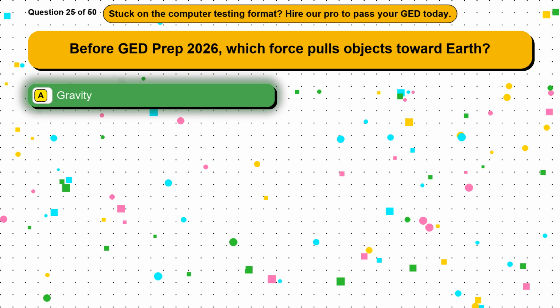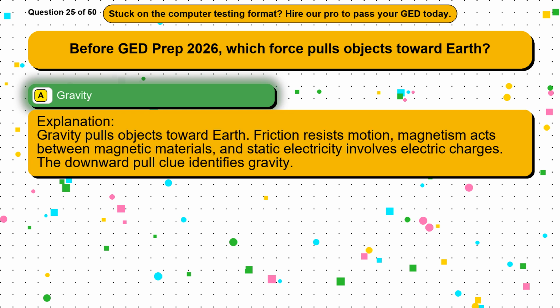Gravity. Gravity pulls objects toward Earth. Friction resists motion, magnetism acts between magnetic materials, and static electricity involves electric charges. The downward pull clue identifies gravity.